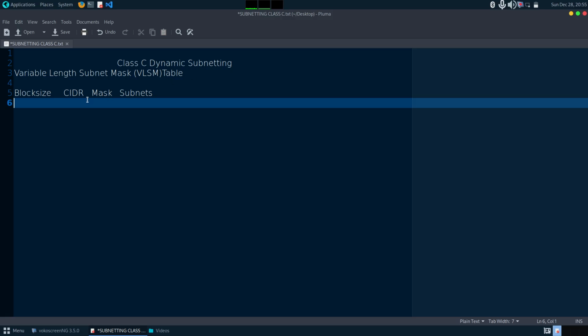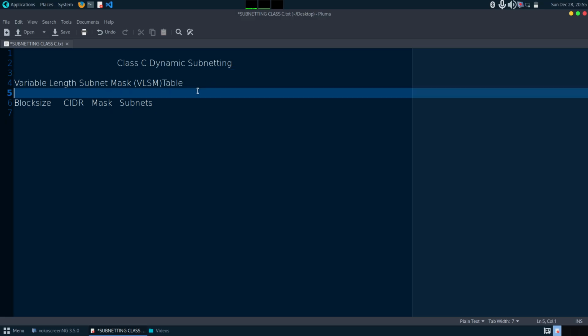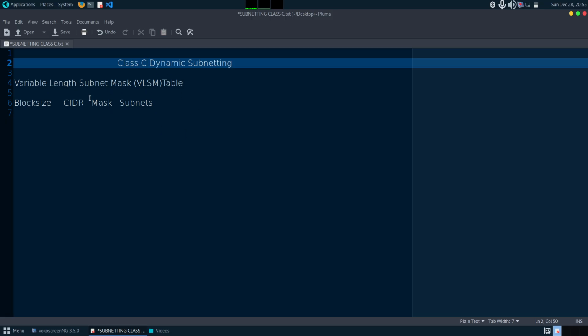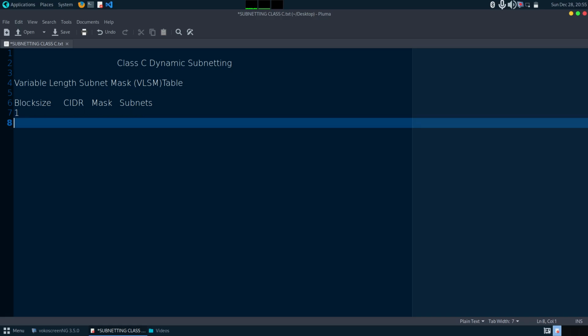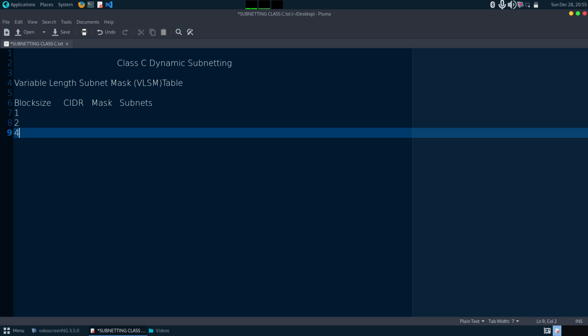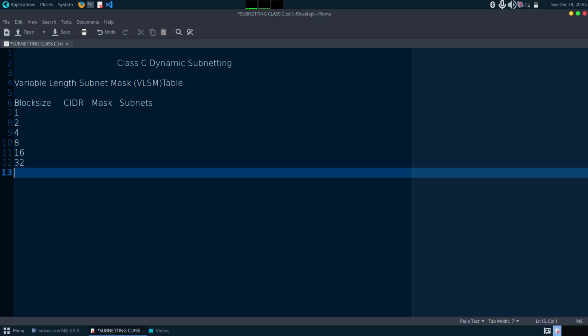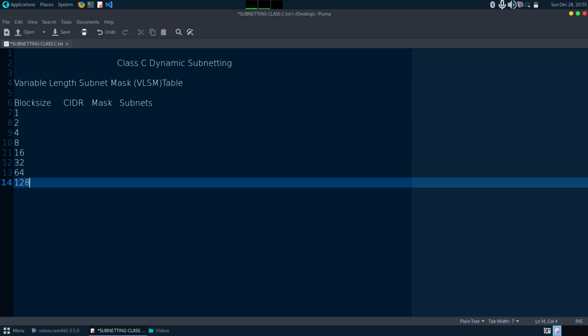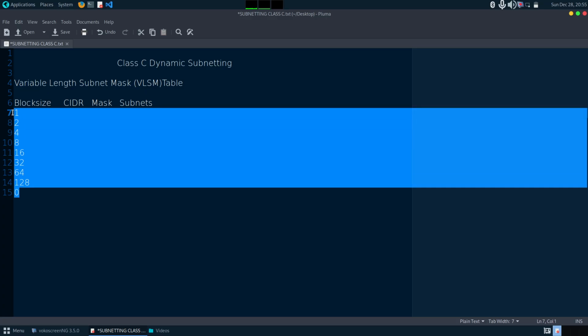You need to understand that each VLSM table depends on the class that you are using. If we are using a class B or class A, it will still have these, but the values will be different. For class C, the block size starts at 1, followed by 2, 4, 8, 16, 32, 64, 128, and 0. I think I talked about this in the other video.